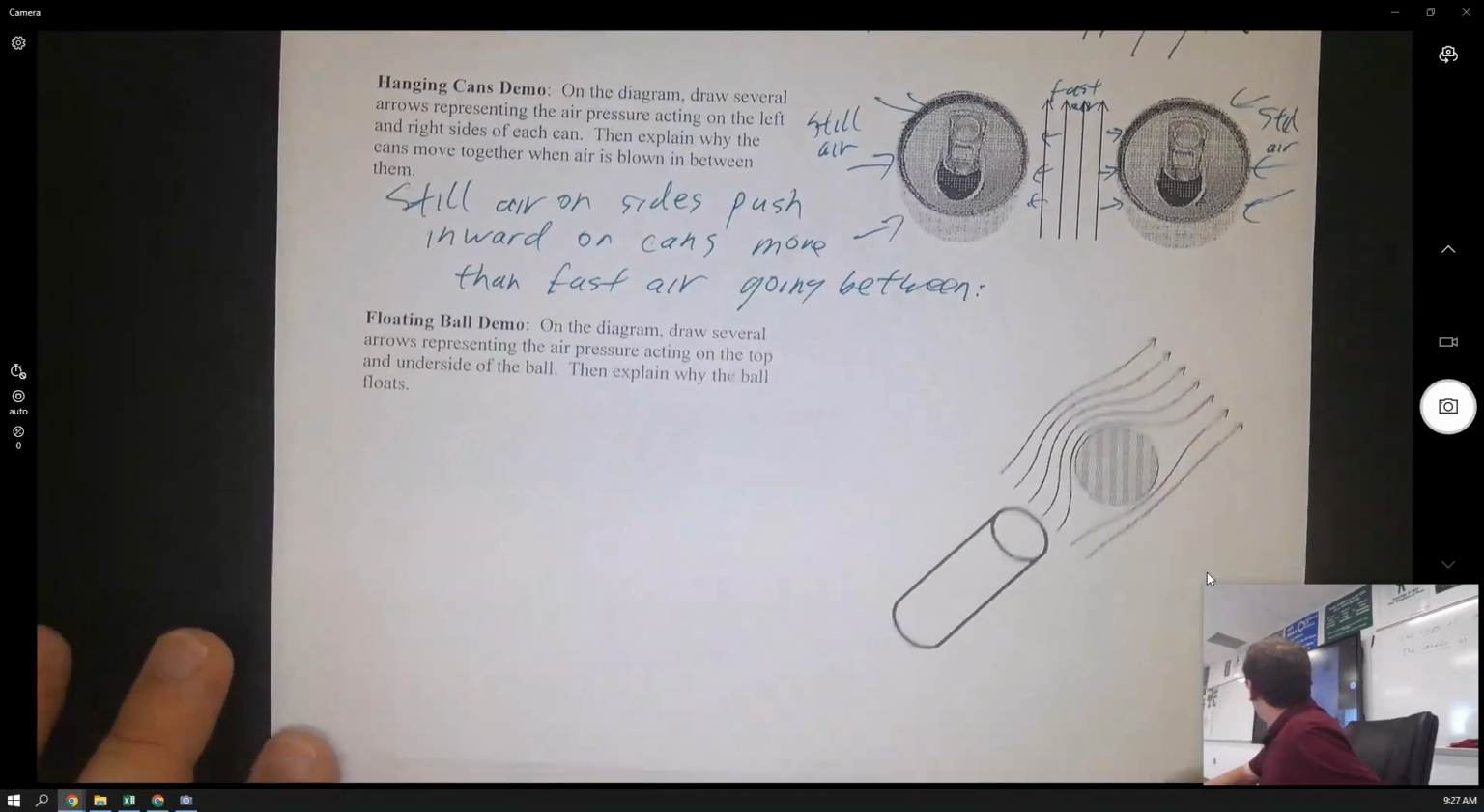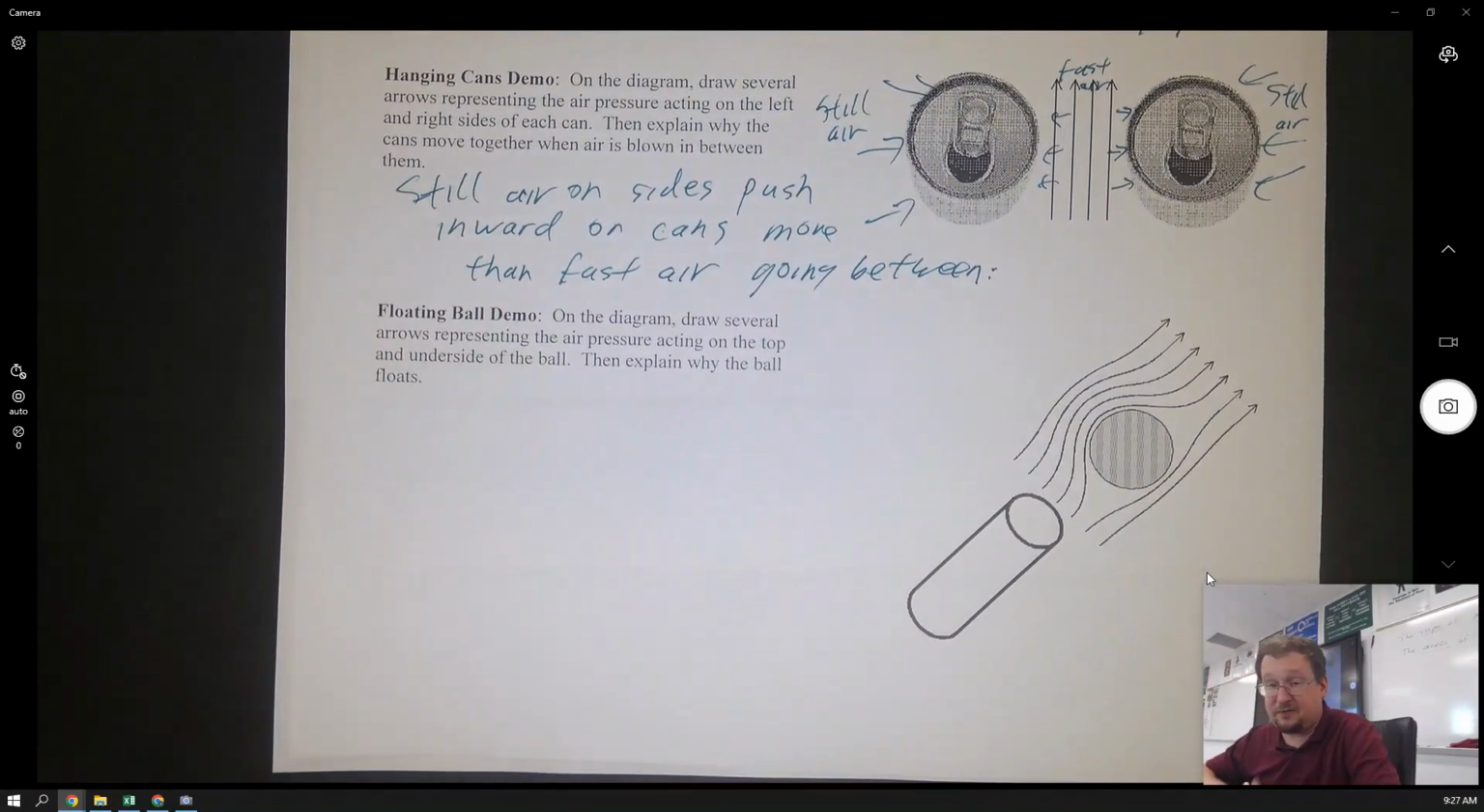This is a really cool demonstration if you can make it work. I know a teacher who made this work using an old-fashioned vacuum cleaner that could be reversed, where you would take the hose and then you could blow with the hose. I'm going to do this with an electric leaf blower.